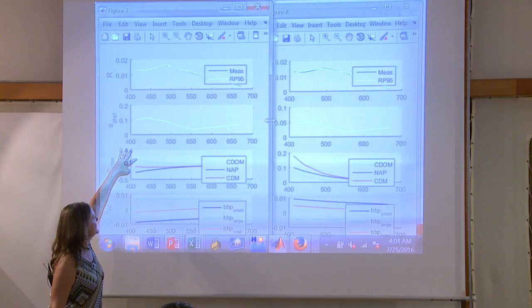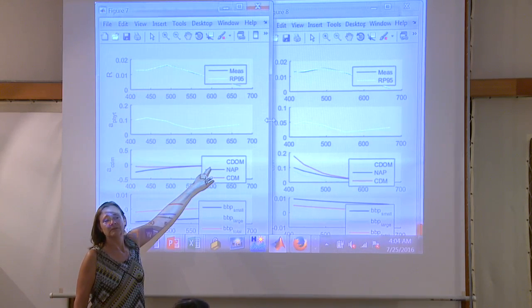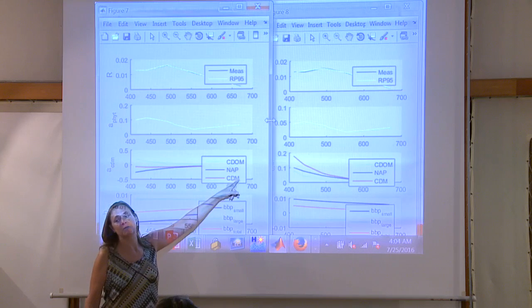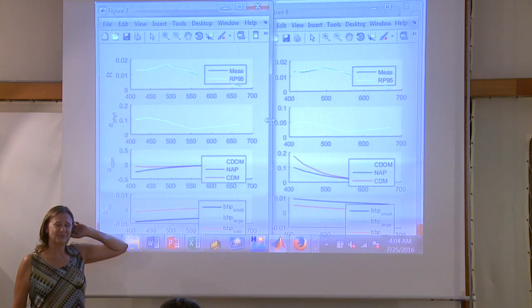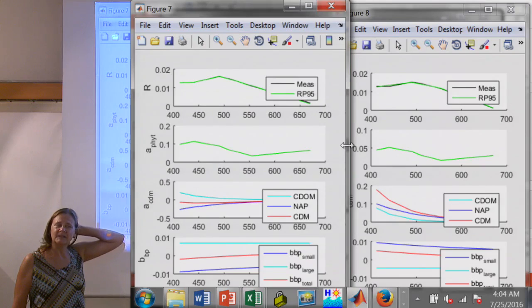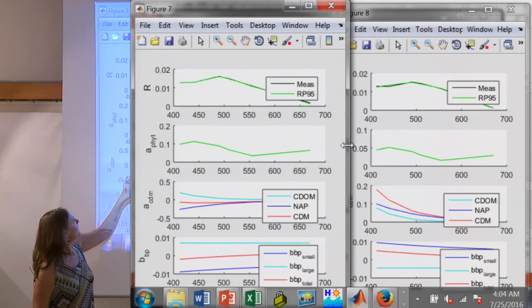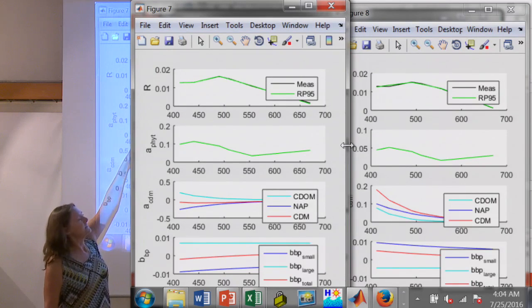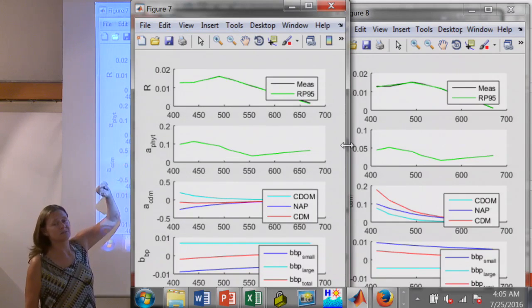You have some positive CDOM and some negative NAP, and it's giving you essentially 0 for the sum. CDM is the sum of those two, right? Or it's even a little bit negative. So is there really negative absorption by non-algal materials? Probably not. There's probably some in there. But relative to the phytoplankton, it's saying that you don't need any in there to discern or to reconstruct the measured spectrum.